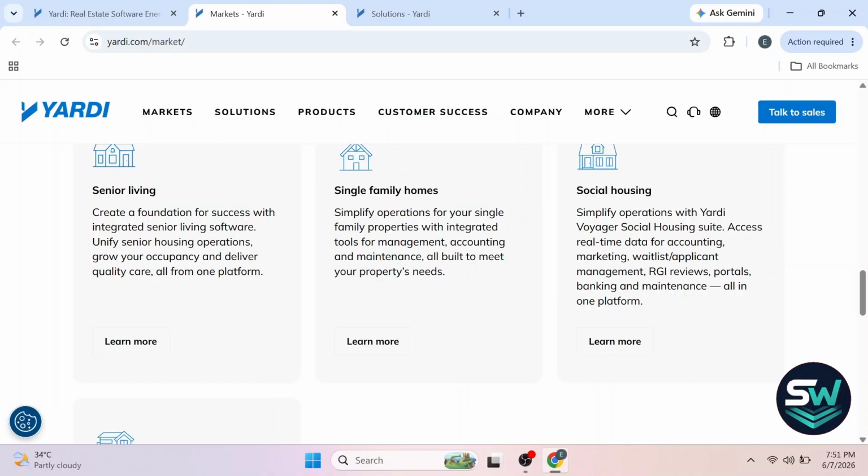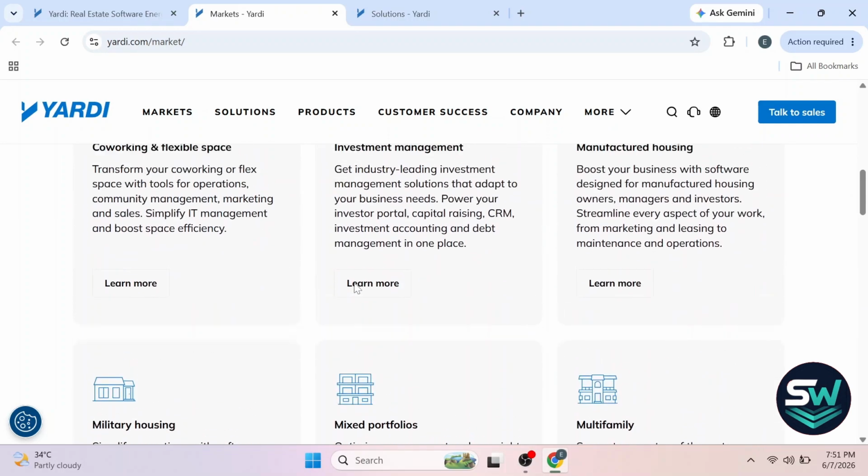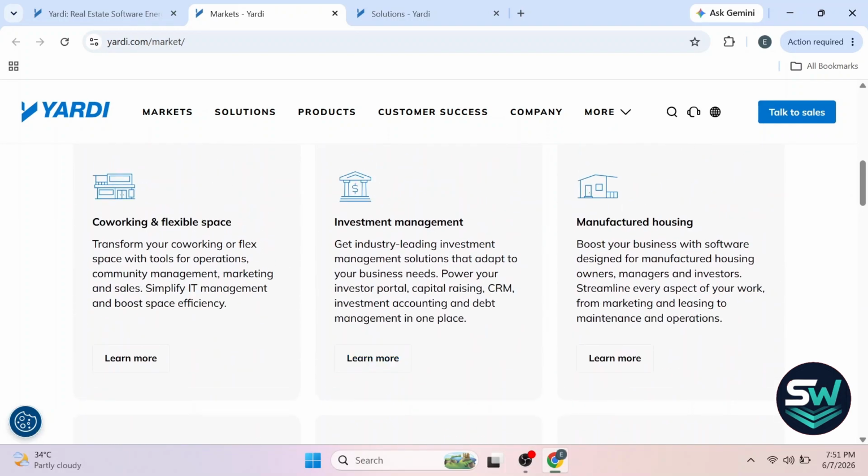Social housing providers can manage accounting, waitlist, applicants, marketing, maintenance, resident portals, and financial operations through a unified system. Student housing solutions help educational institutions and housing operators improve marketing, leasing, maintenance, accounting, and resident experiences. And that's the market section where Yardi organizes its offerings based on different real estate sectors.